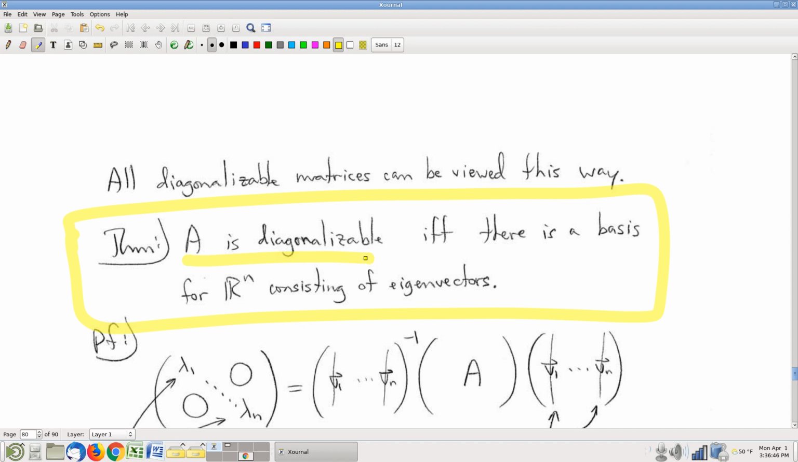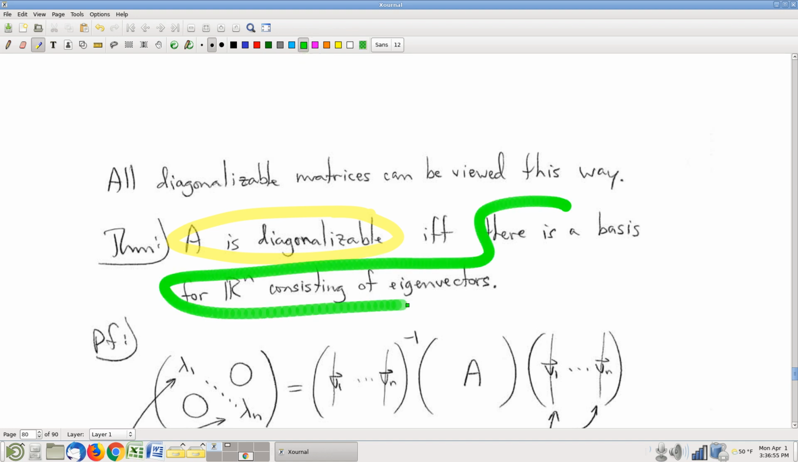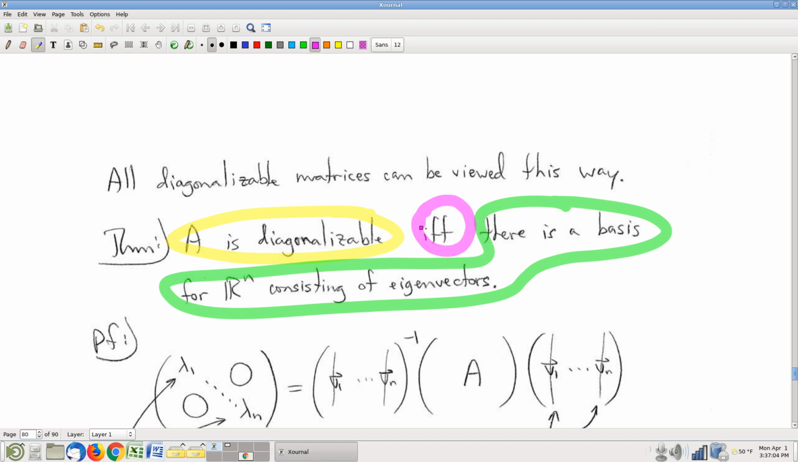A matrix is diagonalizable if and only if you can find a basis consisting entirely of eigenvectors. And this is if and only if. So these two statements are equivalent. If a matrix is diagonalizable, there is a basis of eigenvectors. And the other way, if you find a basis consisting entirely of eigenvectors, that matrix is diagonalizable.